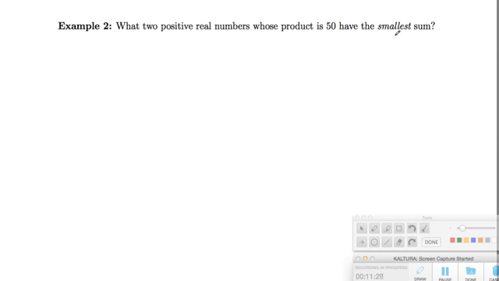Okay, so if you're reading here, notice that we are asked for the smallest, which actually means that we're trying to minimize something here. So we want to make things small. So what are we asked for? 2 positive real numbers whose product is 50 and have the smallest sum. So the constraints of these two numbers, let's call these two numbers x and y.